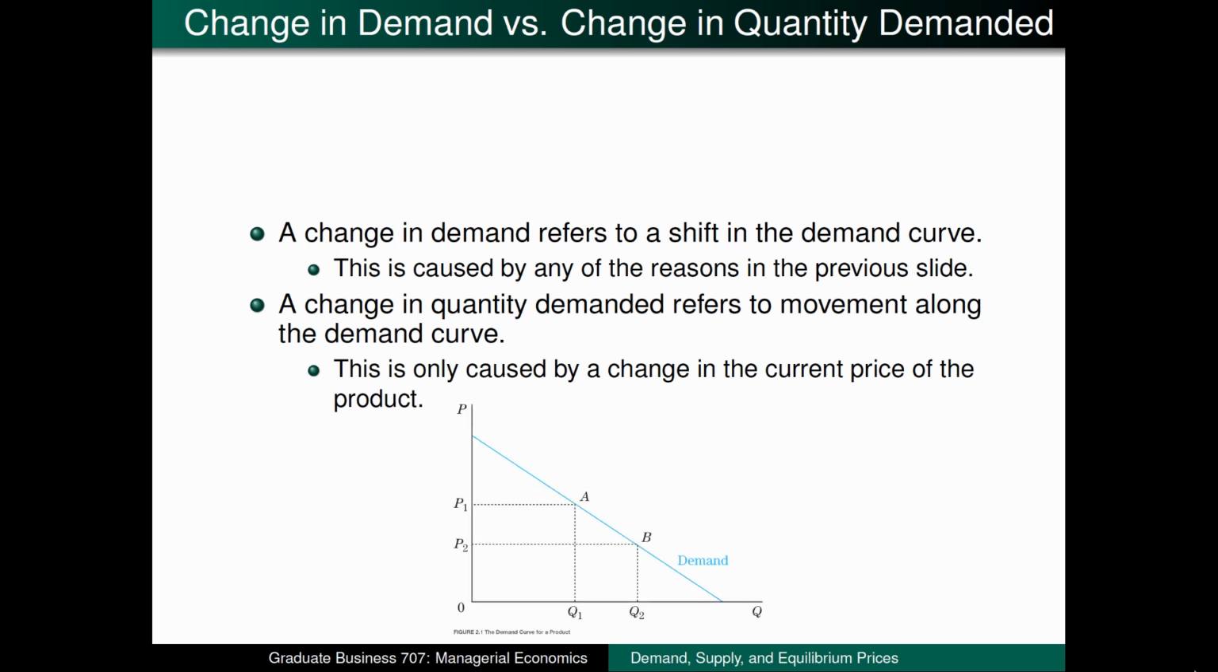Recall the graph from slide 3. A sale would be represented as a decrease in price from P1 to P2, which leads to an increase in the quantity demanded from Q1 to Q2. Notice that this is illustrated as movement from point A to point B along the demand curve. Economists are very picky about terminology. Note that an increase in demand means that there's a shift in the demand curve to the right, whereas an increase in quantity demanded means that there's movement down the demand curve.